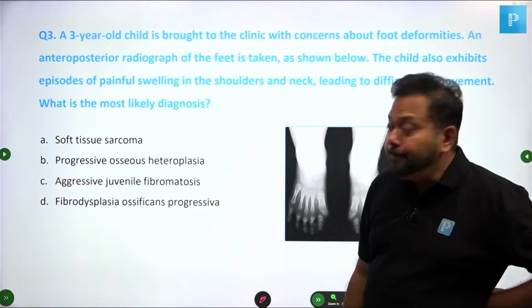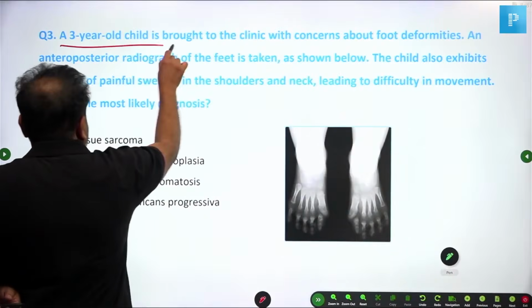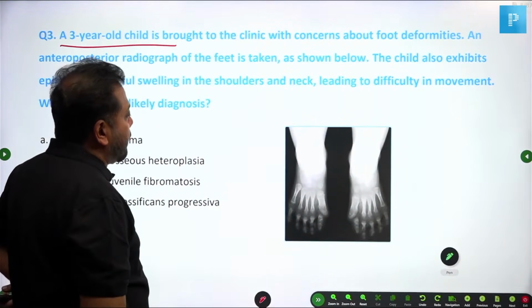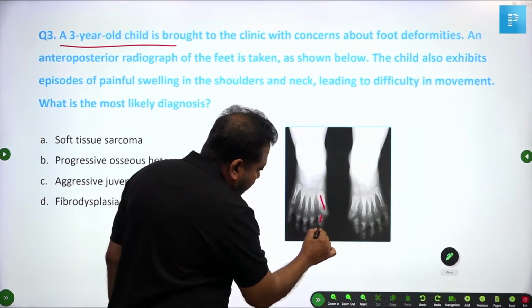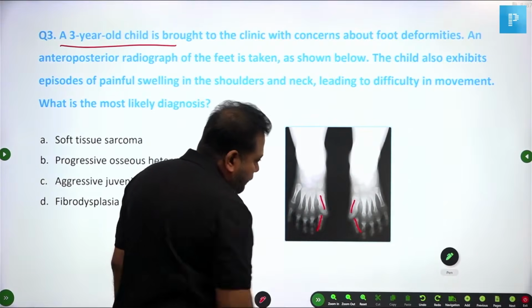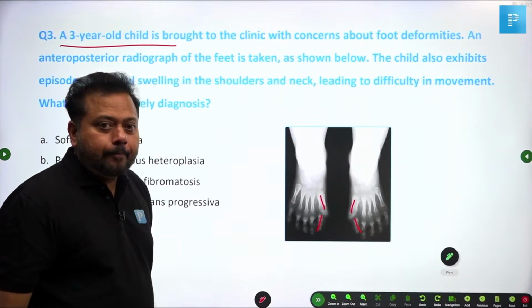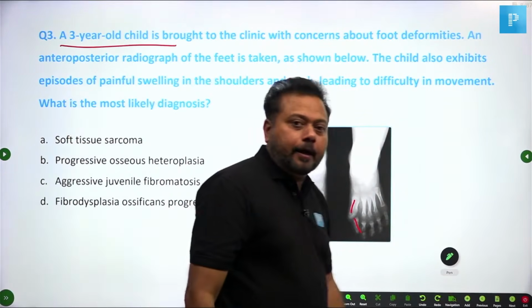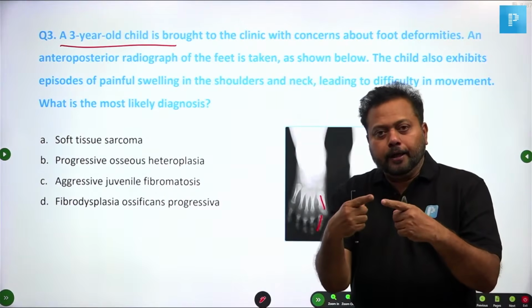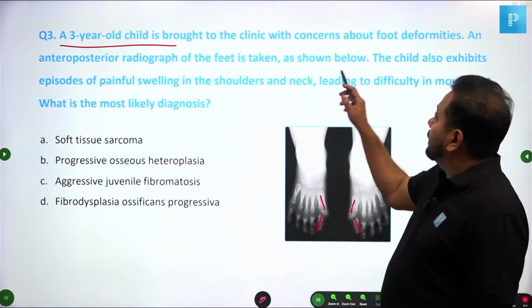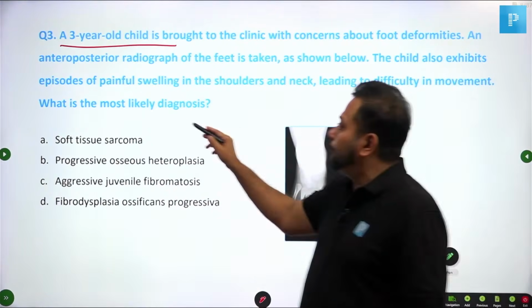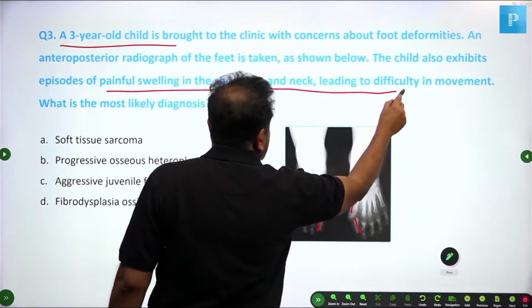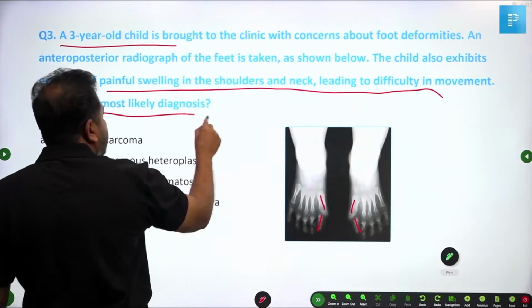Coming to the third question: a 3-year-old child is brought to the clinic with concern about foot abnormalities. You see the foot. I am able to see here, the metatarsal is normal, but the hallux is going inward. This is called hallux valgus, right? The great toe will turn inwards. An anteroposterior radiograph of the feet is taken as shown below. The child exhibits episodic painful swelling in the shoulders and neck leading to difficulty in movement. What is the most likely diagnosis?